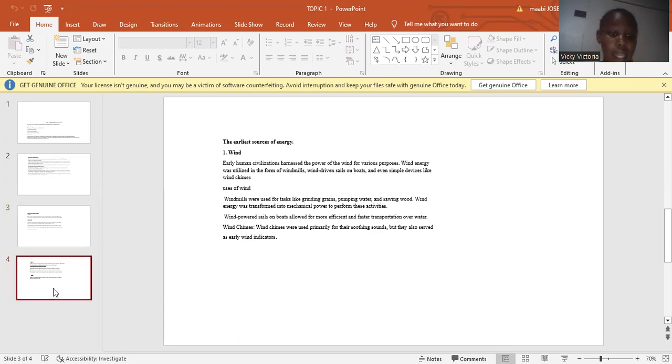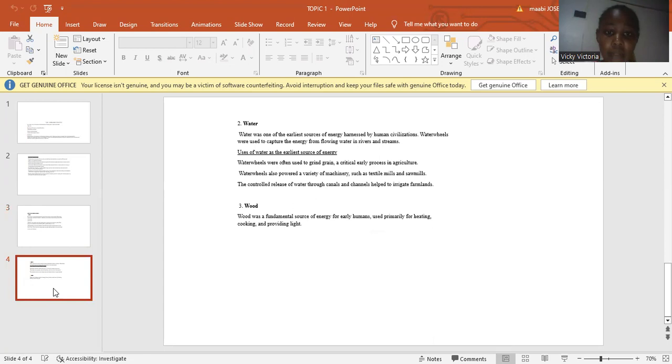Then we look at the other source, water. Water is energy. Water was an early source of energy enhanced by human civilization. Water wheels were used to capture the energy from flowing waters in rivers and streams. Streams are just flowing water. Then they used these water wheels to capture the energy, which could be used in various ways.